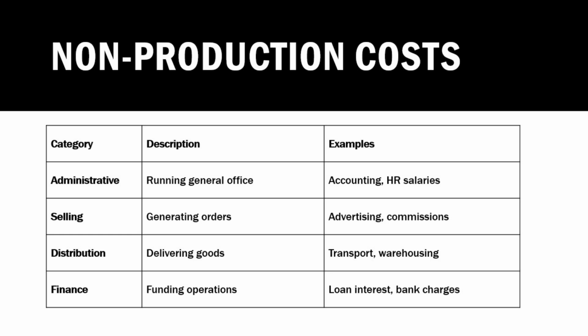Distribution costs. These are costs to deliver the product or service to the customer. Example, transport, delivery vans, warehousing, logistics. Finance costs. These relate to funding the business. Example, bank interest, overdraft charges. These costs are typically not included in inventory. They are treated as period expenses. That means they reduce profit in the period they are incurred.